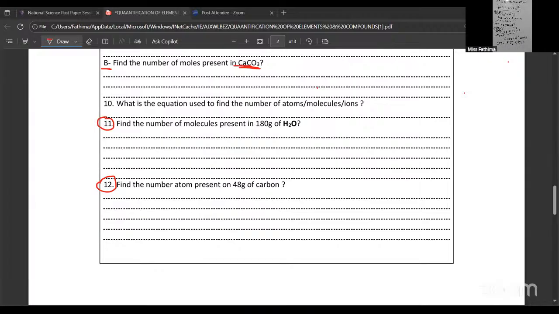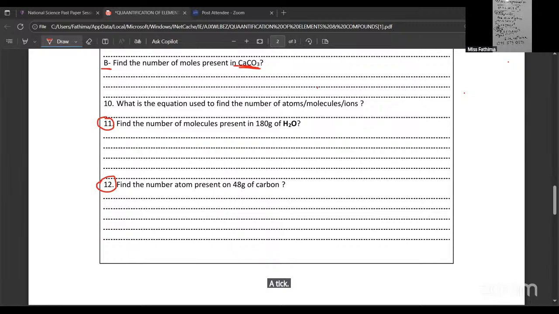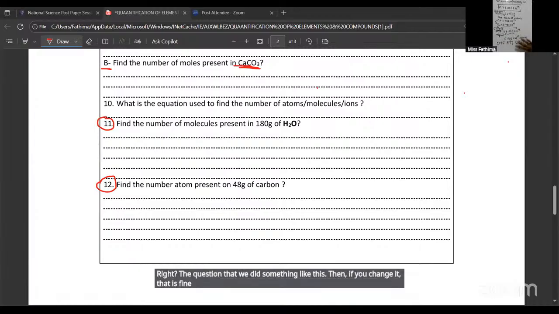If you send it to me in WhatsApp, give me some time. I'll check. Selena has sent to me in WhatsApp. Give me some time. The power that you have to change is when you have only 10, the question that we did something like this. Then if you change it, that is fine. Other than that, please don't change the value over there.